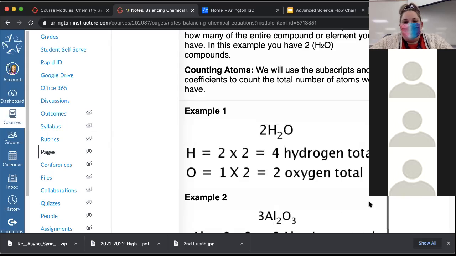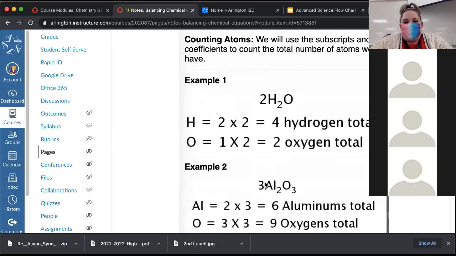9. There are 9, okay? Because again, I'm multiplying the subscript that's part of the chemical formula by whatever coefficient I have added in front, okay? There is one more on here.